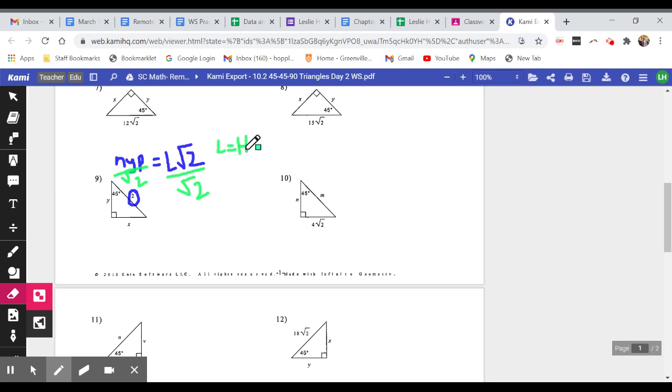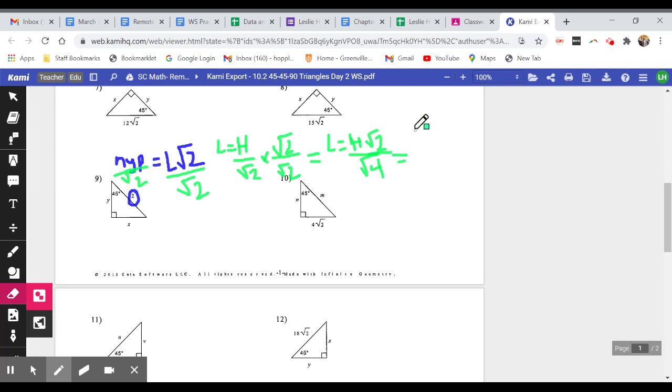hypotenuse, which I'm going to put in h, divided by root 2. But remember, we cannot have radicals or square roots in our denominator. So I need to multiply both the top and the bottom by root 2 to get that radical out of there. So L equals h root 2 divided by root 4. And then remember, the square root of 4 is 2, or 2 times 2 gives me 4.